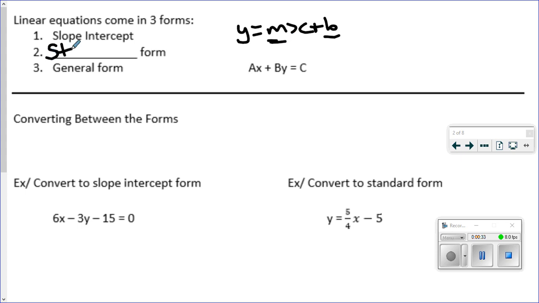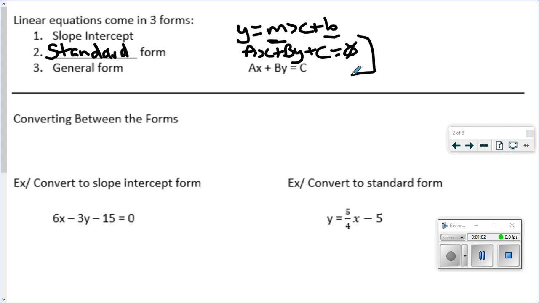Second version is the highly original name, standard form. And it's ax plus by plus c equals 0. So we've got everything on the left side of the equation. The general form is we have ax plus by, and we have c on the right-hand side of the equation.